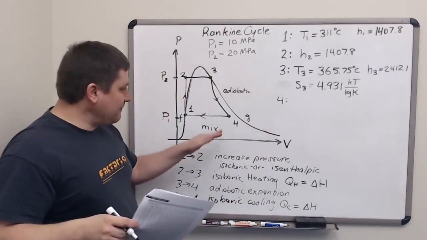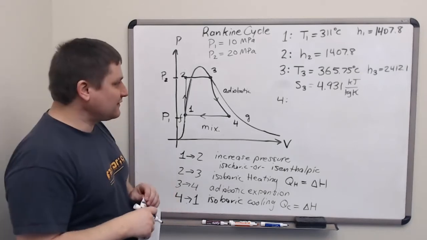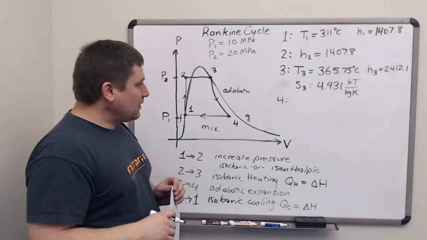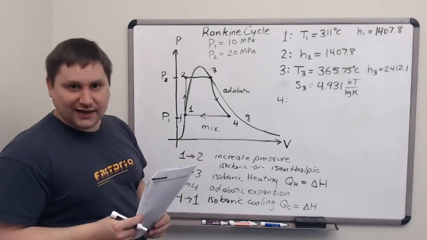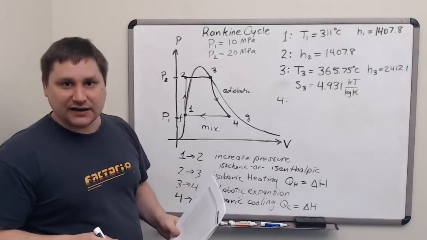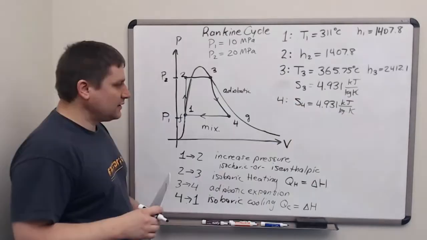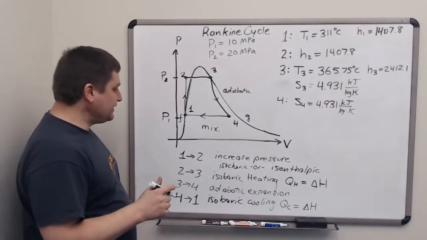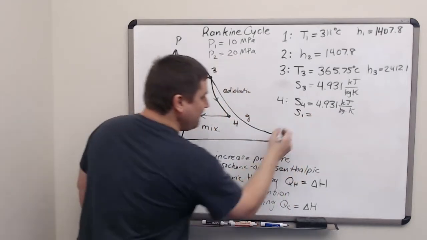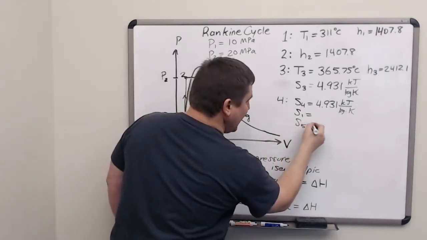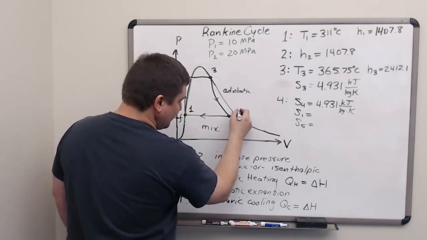Location 4 is in the mixture region, so we'll need to use the lever rule to determine its values. Our key is that location 4 has the same entropy as location 3 because this process from 3 to 4 is adiabatic. To use the lever rule, we'll need to know the entropy at location 1 and the entropy at a location which is not hit by the cycle, which I tend to call location 5.